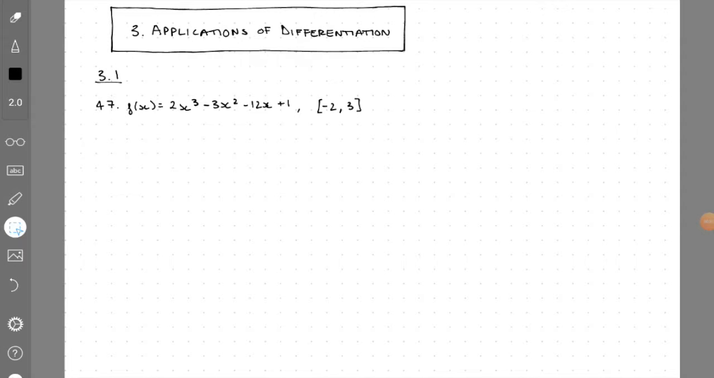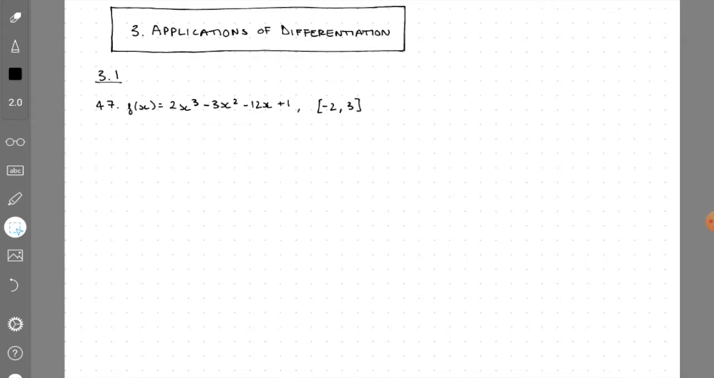Okay, so we're going to talk about Chapter 3, applications of differentiation, specifically 3.1, which talks about maxes and mins and all of that. We're going to do number 47. It says find the absolute maximum and absolute minimum values of f on the given interval.